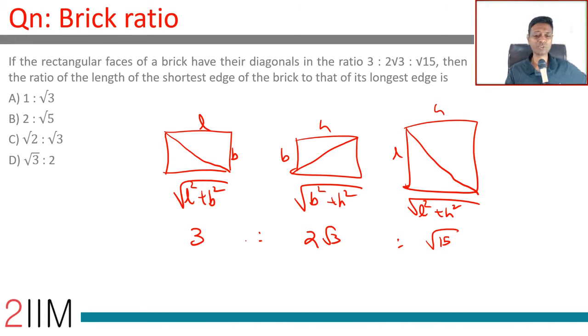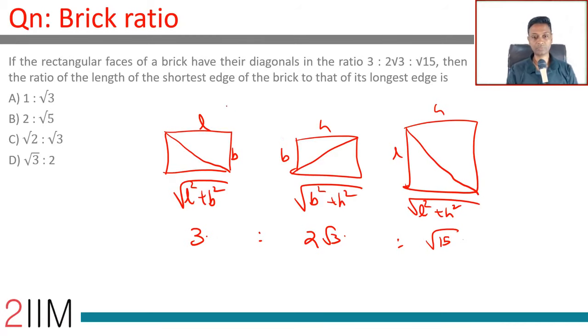2 root 3 is more than 3. So B and H, what is greater, what is lesser, none of that matters. And don't worry about it. The ratio of the length of the shortest edge of the brick to its longest edge. And so L, B, H, whichever is smallest, the longest, make sure that we have an idea as to what is what. Square root of L square plus B square, call it 3x. B square plus H square, 2 root 3x. L square plus H square, root 15x.